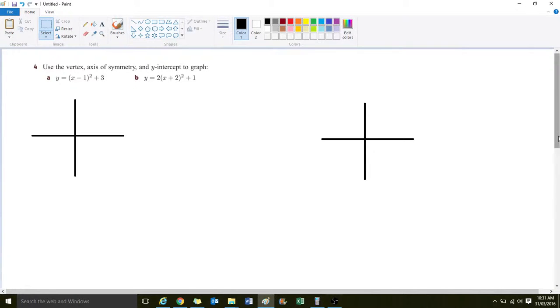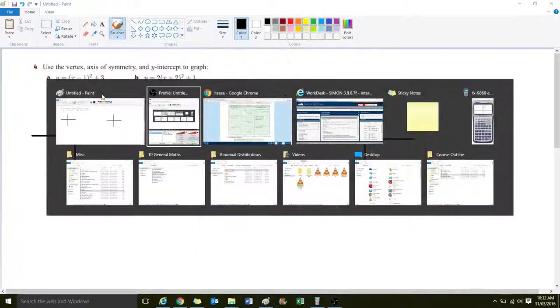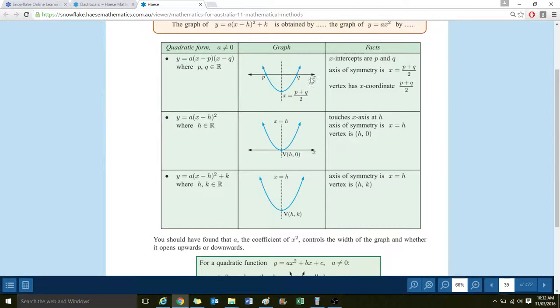Alright, so here we're looking at using the vertex, the axis of symmetry, and the y-intercept to graph these functions. Now once again, we're not sure what they're going to look like. So we have to deduce all that information from here. And so again, we're going to be looking at the information in this green box here.